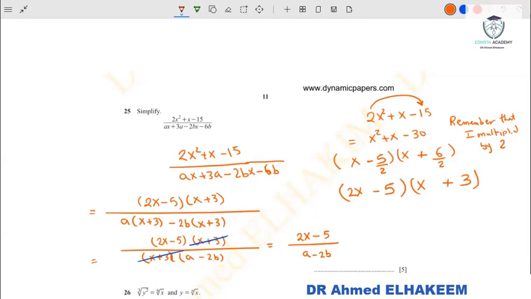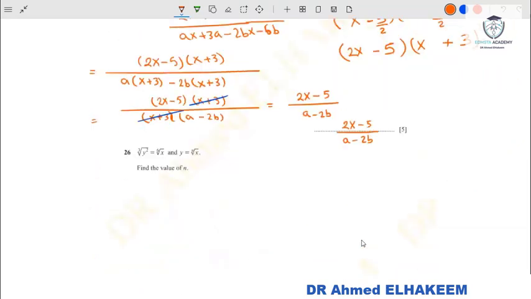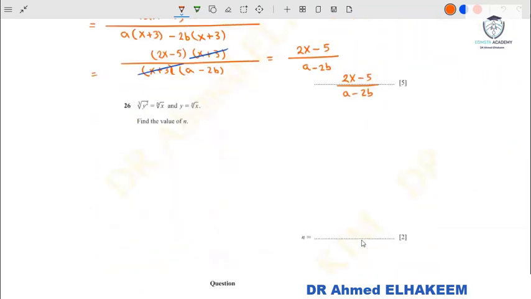So this is the final answer now. I will write it like this, 2x minus 5 over a minus 2b. You understand? Yeah. So you have to solve this alone, please. Okay.